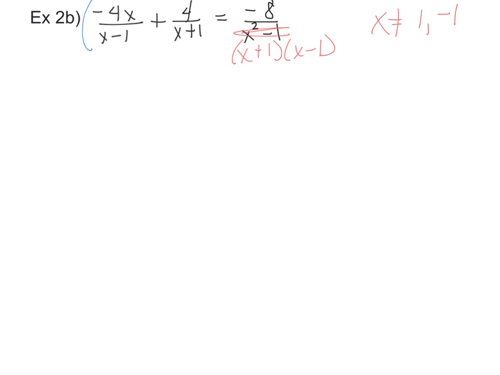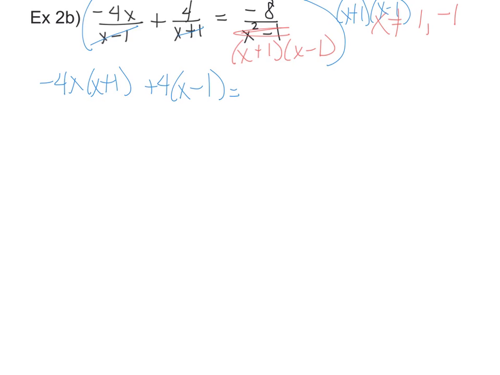Now, we get our common denominator, and the common denominator for this is going to be x plus 1 and x minus 1. Kind of running out of room there. So the x minus 1 cancels out, and I'm left with negative 4x times an x plus 1, plus a 4 with the x plus 1 canceling out. I'm left with an x minus 1. And then the whole thing is gone, and I'm just left with a negative 8.